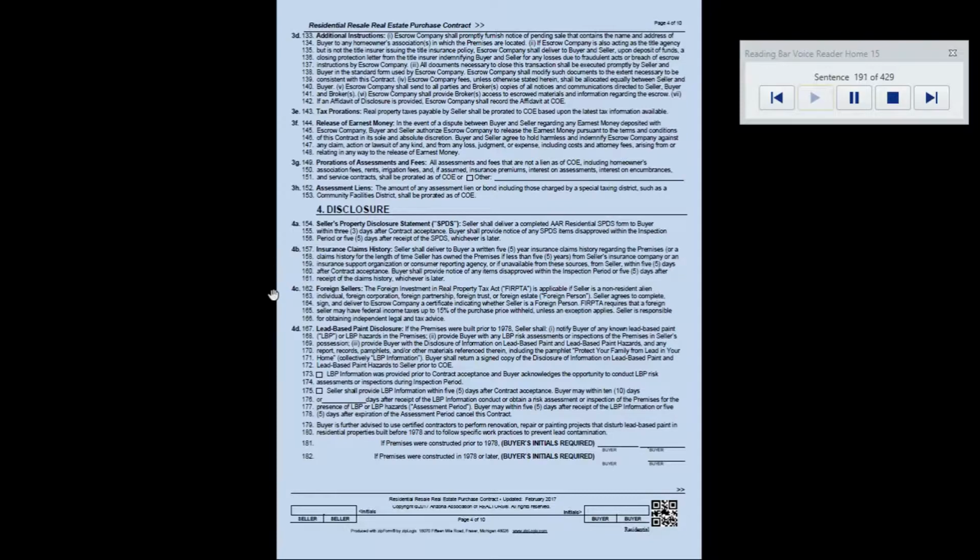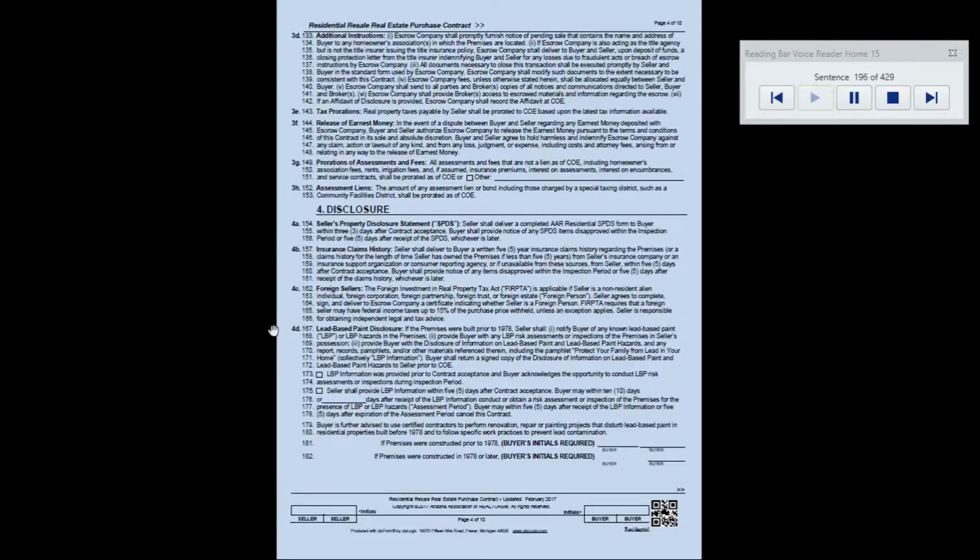4C. Foreign sellers. The Foreign Investment in Real Property Tax Act, FIRPTA, is applicable if seller is a non-resident alien individual, foreign corporation, foreign partnership, foreign trust, or foreign estate, foreign person. Seller agrees to complete, sign, and deliver to escrow company a certificate indicating whether seller is a foreign person. FIRPTA requires that a foreign seller may have federal income taxes up to 15% of the purchase price withheld, unless an exception applies. Seller is responsible for obtaining independent legal and tax advice.